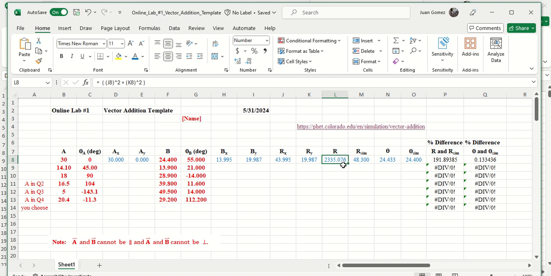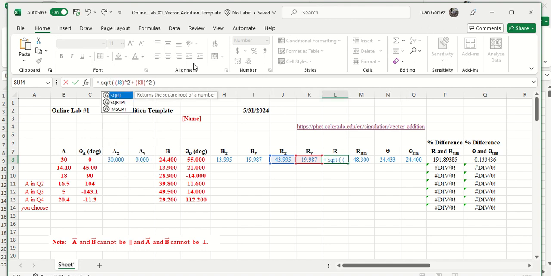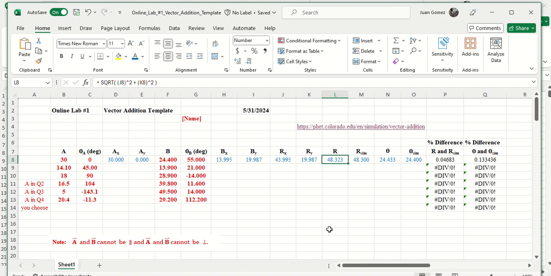And I messed up somewhere. What did I do here? It's square root. I forgot the square root. See, on the very outside of the parentheses, I need SQRT, square root. And then there we go. That's the square root of Rx squared plus Ry squared. There we go. And now notice the percent difference. So then you're done. So what you'll do is then in the next step, you're doing the same thing.